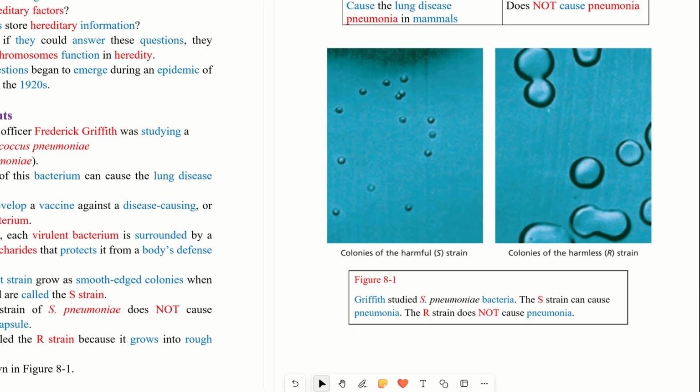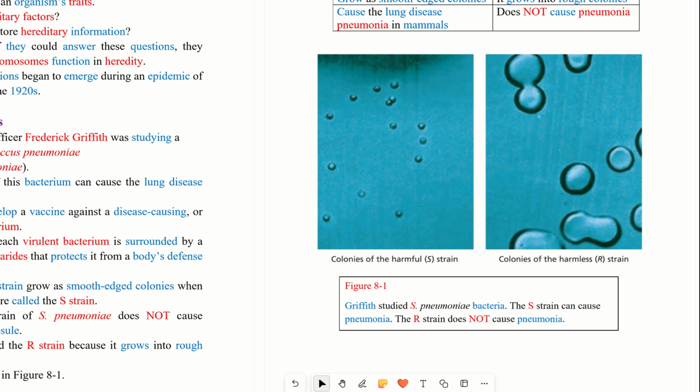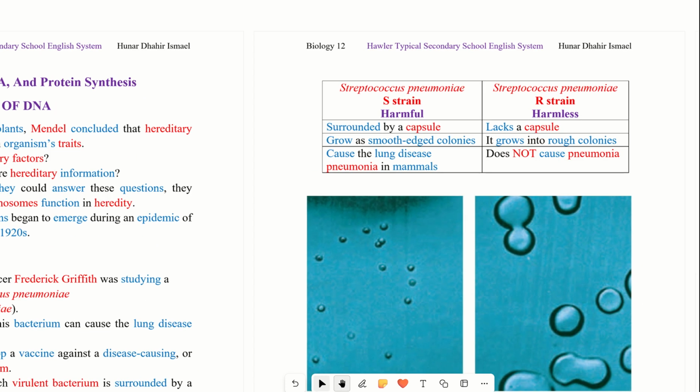In figure 8.1, we have Griffith's study of Streptococcus pneumoniae bacteria. The S strain can cause pneumonia. The R strain does not cause it. One of them has smooth edges, which is the S strain, which causes the disease. The R strain does not cause disease; it has rough edges when grown in a petri dish. This is the difference between the S strain and the R strain. The S strain is harmful. The R strain is harmless. The S strain is surrounded by a capsule, but the R strain lacks a capsule.